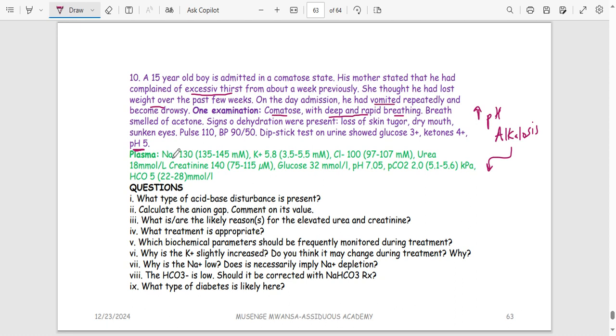Okay, which one are we using? Oh, so there is this value and then there's this value. So this one was for the urine, not the blood. Yes, thank you so much. So use the blood pH 7.05. The normal is supposed to be 7.35 to 7.45, isn't it? So this is low, this is acidosis.